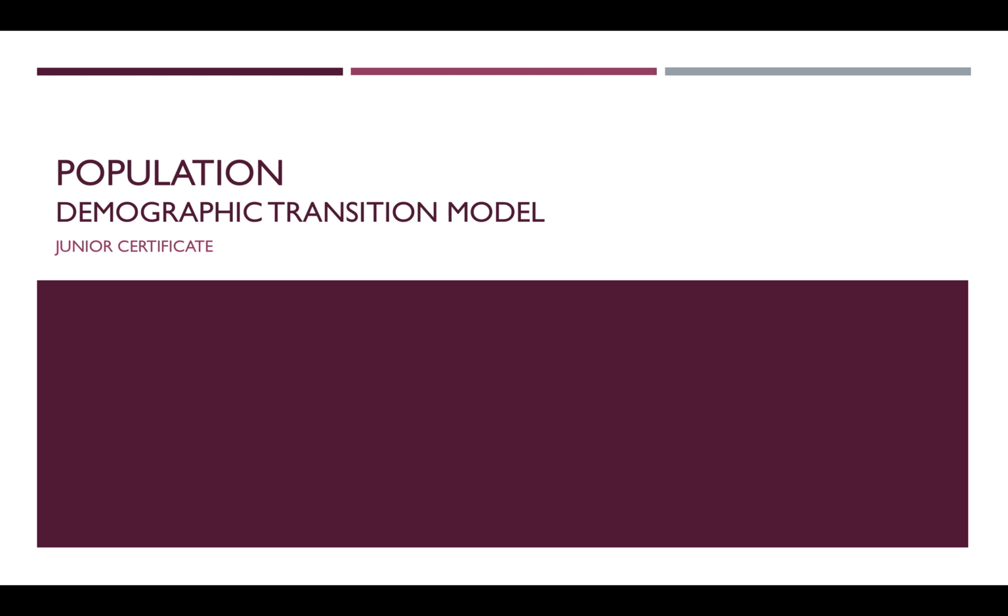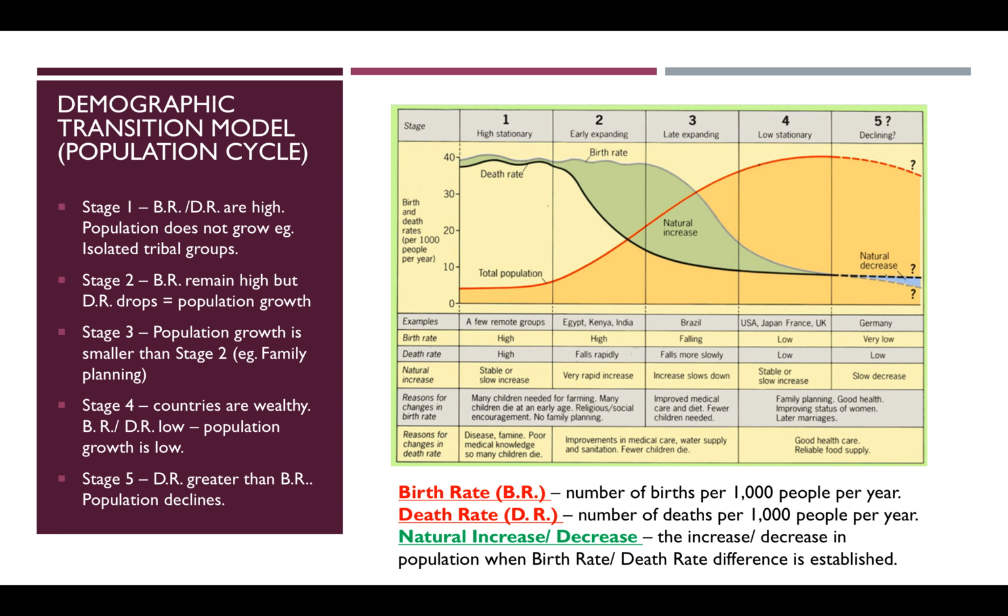This is the first video in the population section for the Junior Cert, and we're going to look at the demographic transition model, or the population cycle as it can also be called. First of all, here you are, this is what it looks like. Usually you'll be given the diagram itself if you're asked about it in the Junior Cert.